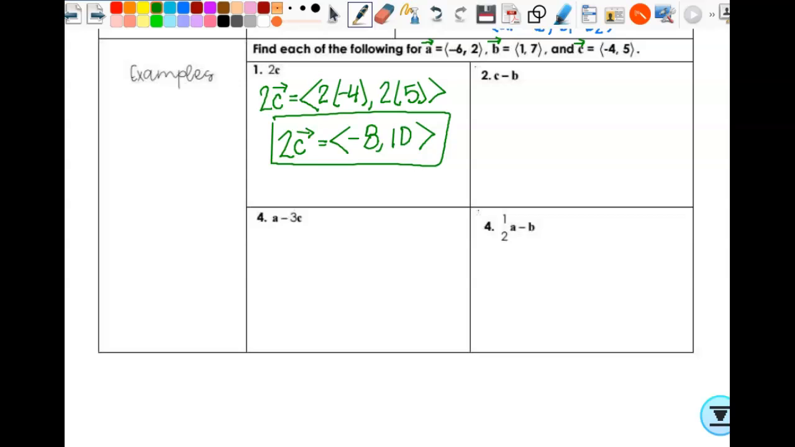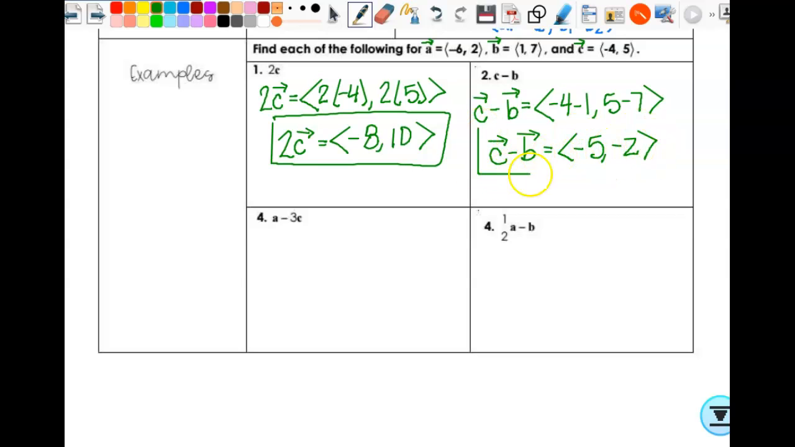Easy enough? All right, so then we have C minus B. Vector C minus vector B would be negative 4 minus 1, comma, 5 minus 7. So C minus B equals negative 5, negative 2. Any questions? It really is that easy. It's no trick.